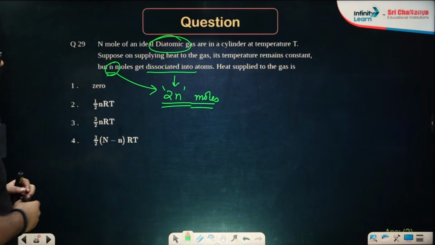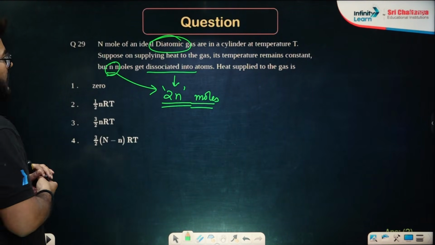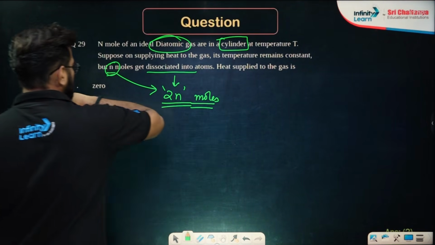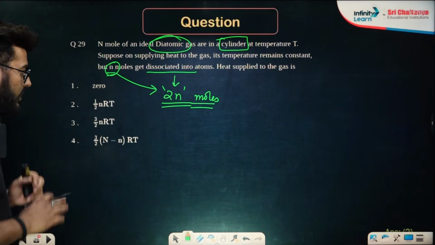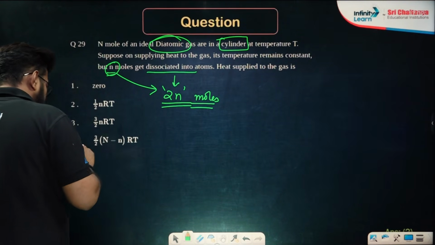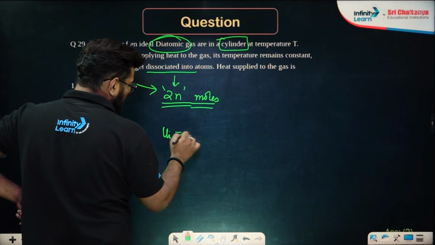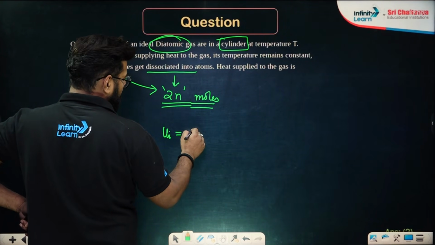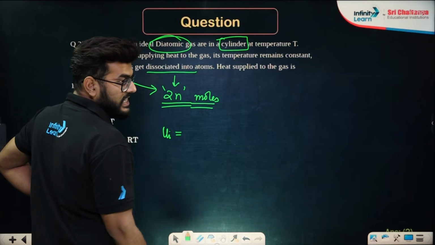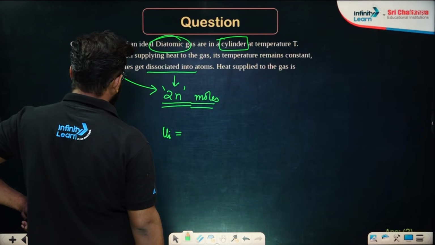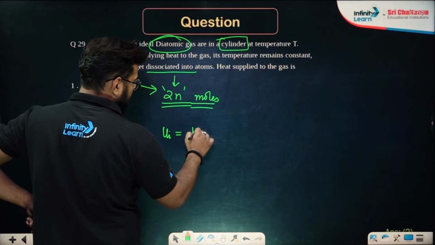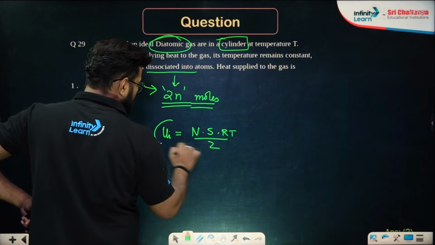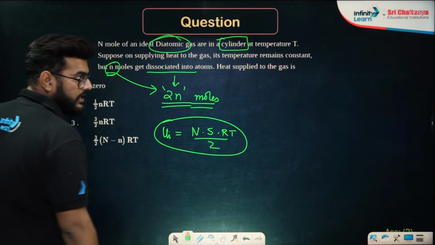Now what is the heat supplied to the gas? See, the cylinder over here has a fixed volume. There is no work done. So it's just the change in internal energy. So initial internal energy will be how much? Initial internal energy is simply going to be equal to N f RT by 2. Degree of freedom will be 5, so 5RT by 2. This is the relation of internal energy, n f RT by 2.